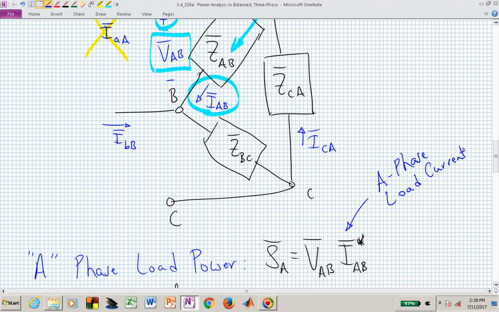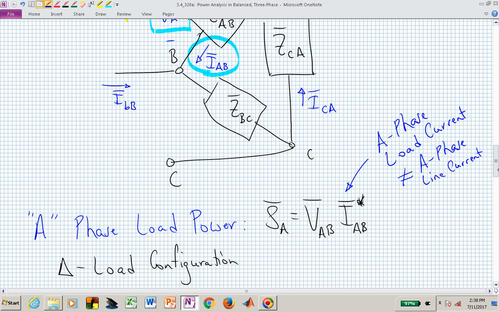load current, or the A phase current, and that's not equal to the A phase line current, which is I sub AA.